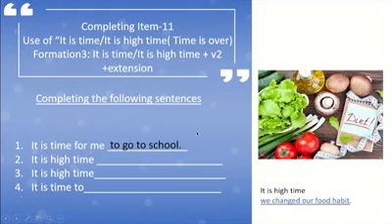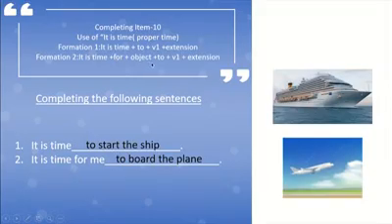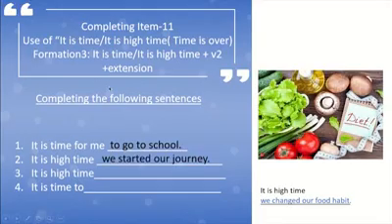By following these rules, we can complete the next four sentences here. The first sentence is, it is time for me to go to school. It is according to formation 2, that is, it is time for plus 4 plus object plus to plus verb 1. The second sentence is, it is high time we started our journey.